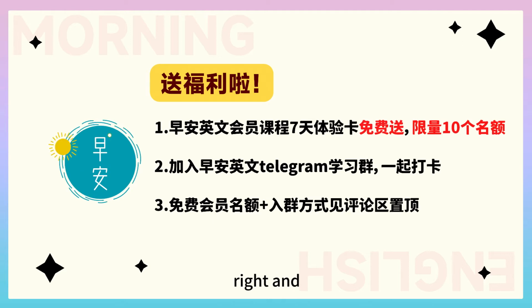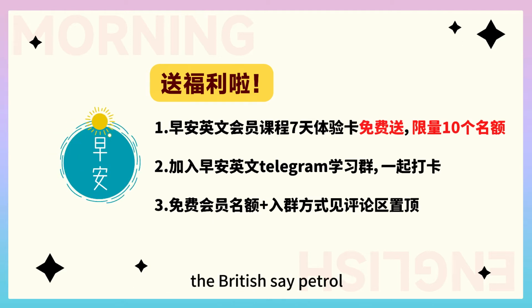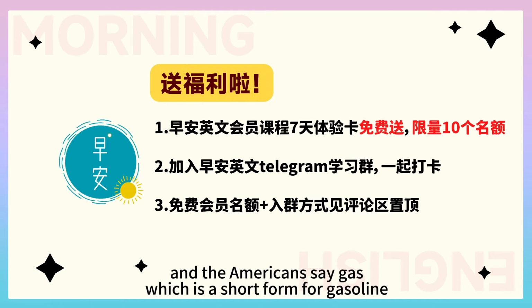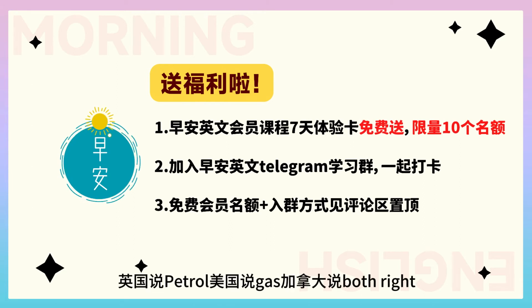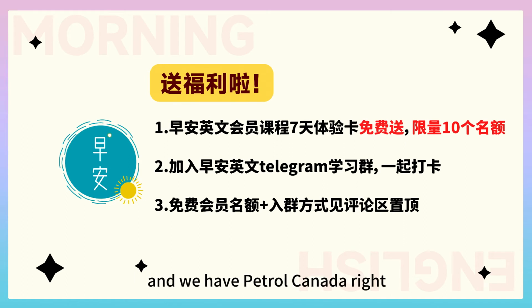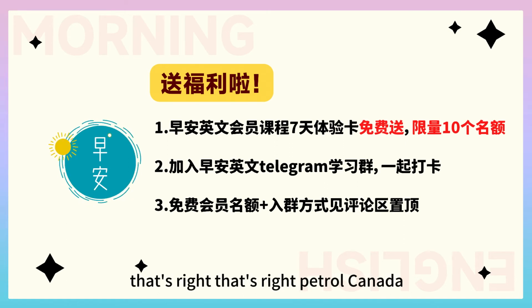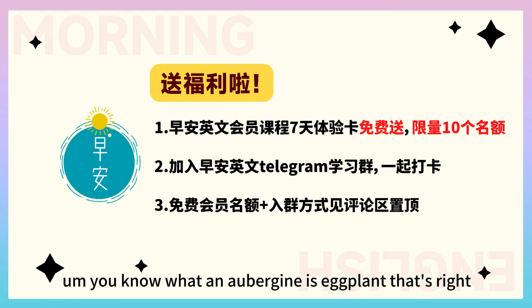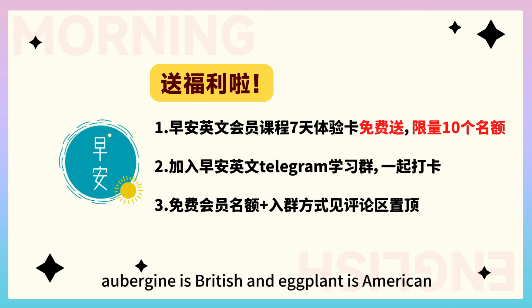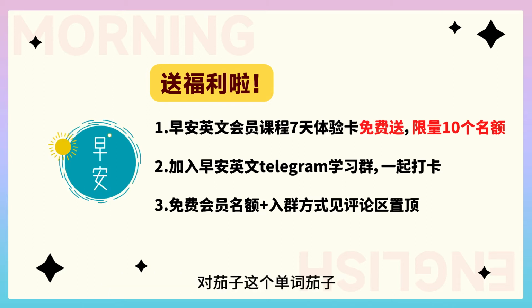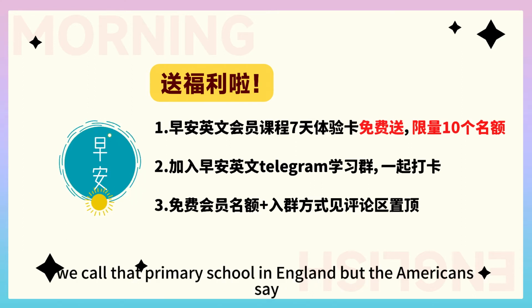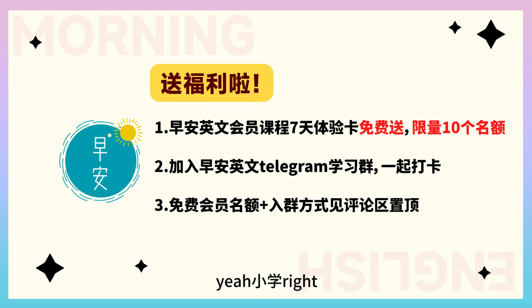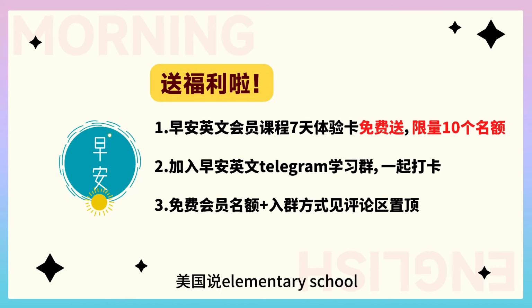And what you put in your car to make it run, the British say petrol, and the Americans say gas, which is a short form for gasoline. 汽油。英国说 petrol，美国说 gas，加拿大说 both. And we have Petro Canada, right? That's right. You know what an aubergine is? Eggplant. Aubergine is British and eggplant is American. 茄子。And when you're young and in school, we call that primary school in England, but the Americans say elementary school. 小学。英国说 primary，美国说 elementary school.